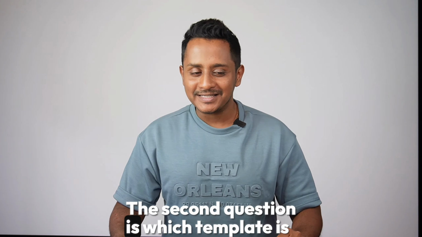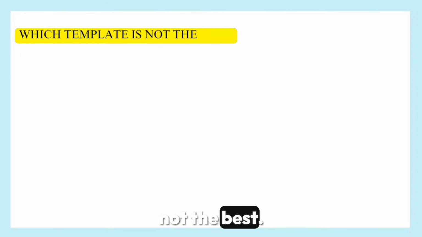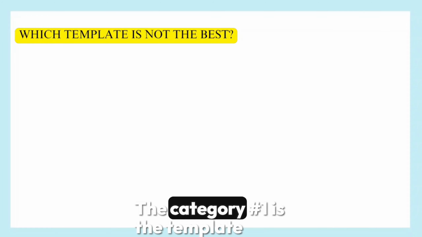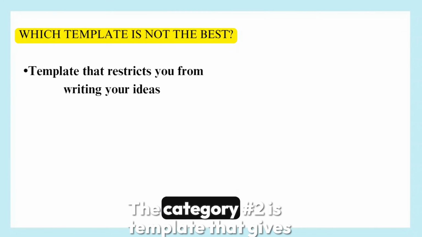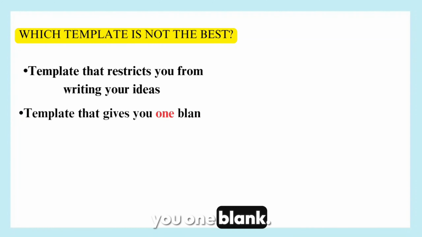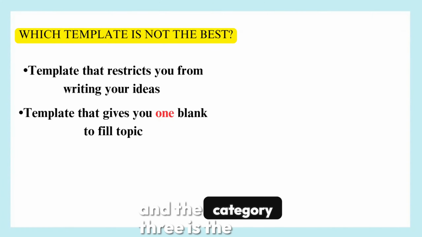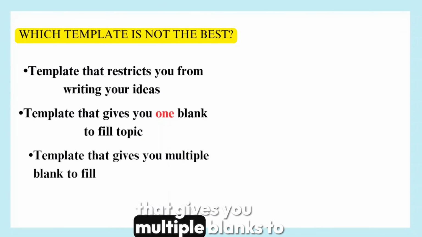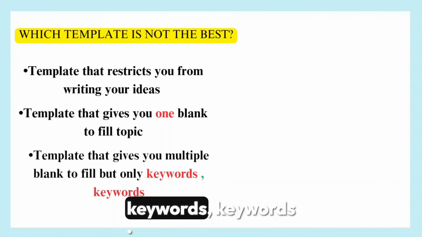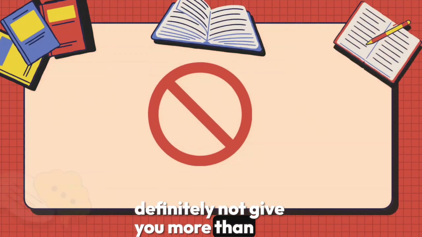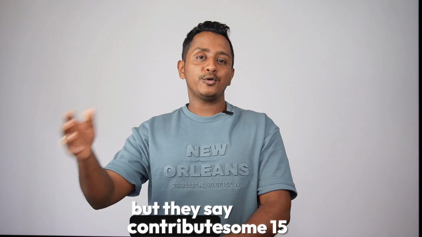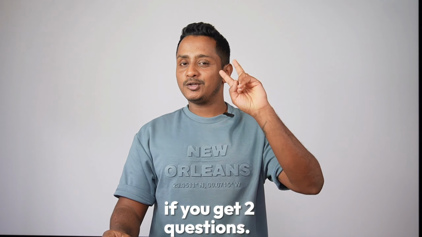The second question is, which template is not the best? Remember, there are 3 categories. The category number 1 is the template that restricts you from writing your ideas. The category number 2 is the template that gives you one blank to fill the topic sentence, and the category 3 is the template that gives you multiple blanks to fill, but only keywords, comma, keywords, comma, keywords. See, all these templates will definitely not give you more than 5 to 6 marks, but the essay contributes some 15 to 20 marks if you get 2 questions.